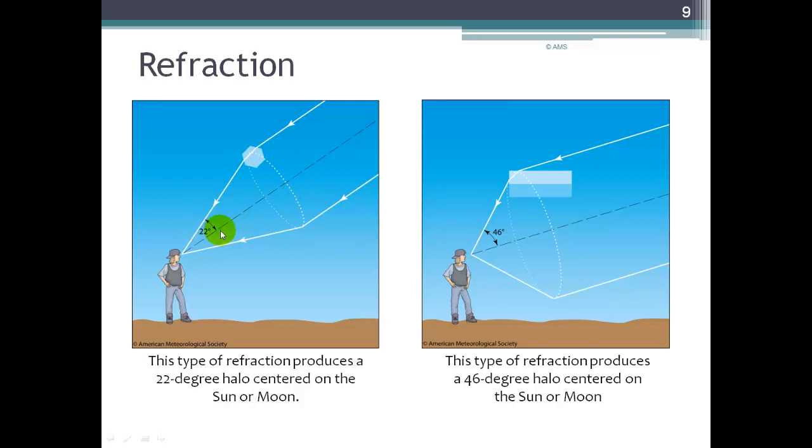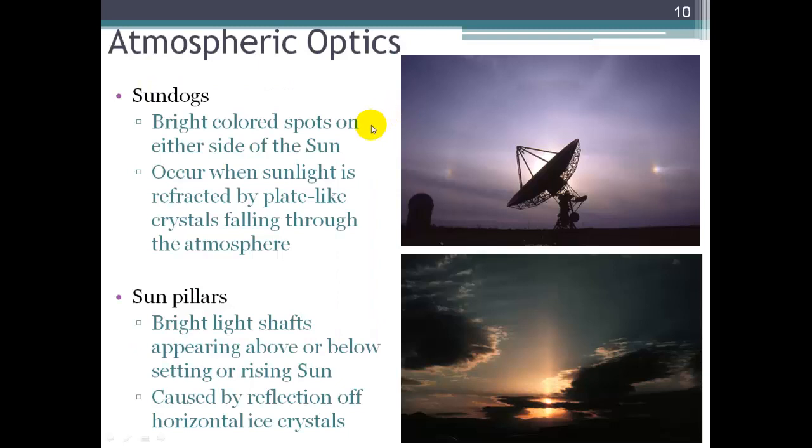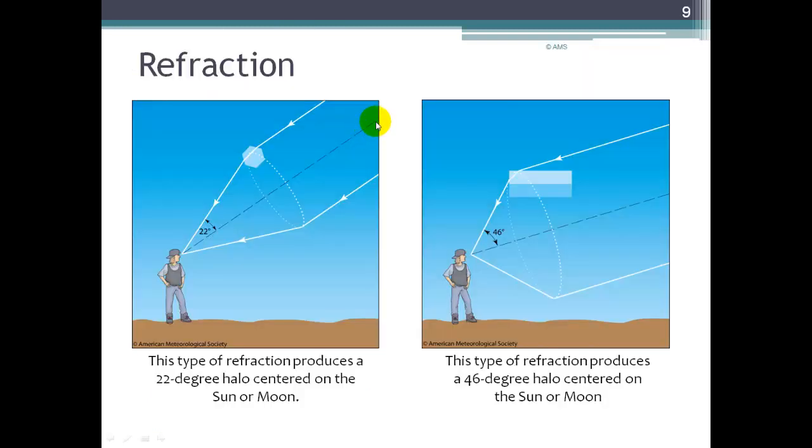The angle of that halo is 22 degrees, which is the angle that we're seeing the light refracted relative to if the light were shining straight down. So the angle of refraction is 22 degrees.